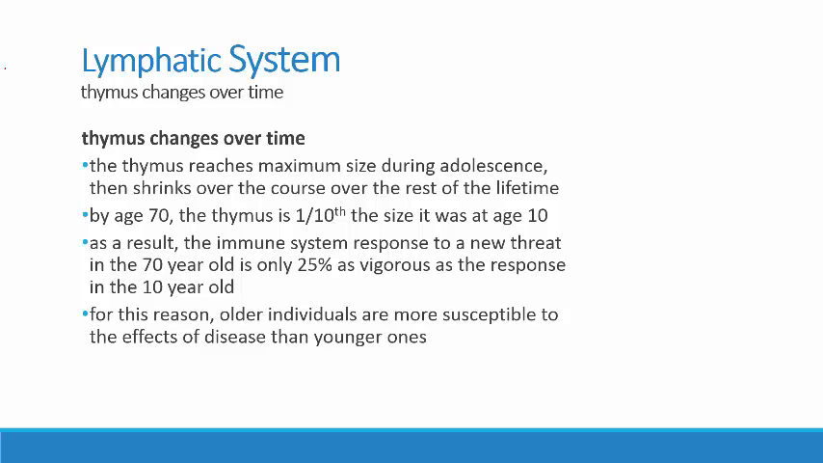And so as a result, with a smaller thymus, or sometimes even a non-existent thymus, then we see a great reduction in the ability of the body to fight infection, because we're not producing as many T cells, and so we can't train and activate as many B cells. And so this 70-year-old is only going to have about 25% as vigorous a response to an infection as the 10-year-old might. And so for this reason, we see that older individuals are much more susceptible to the effects of diseases than younger individuals.